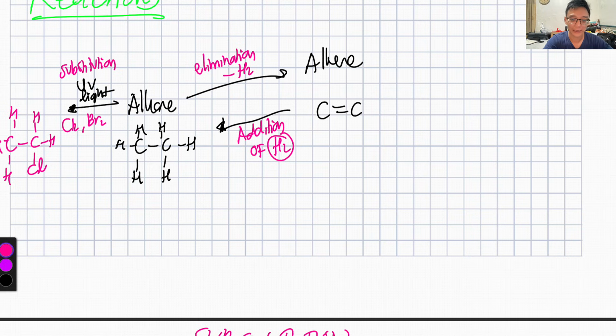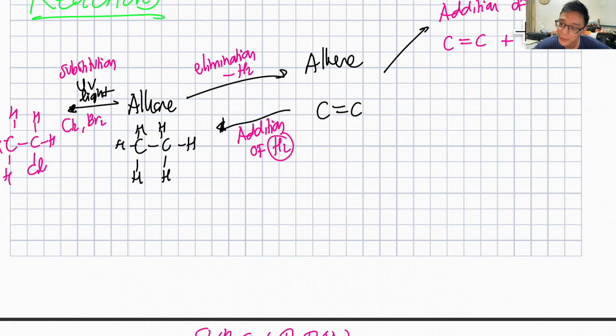From alkene, we can also have addition of, let's change the color, addition of, let's say, Cl2 or Br2. So we can call it chlorination or bromination, depending. So here, for example, we have a double bond and then we add Cl2. So both Cl will actually go into the double bond, something like this.